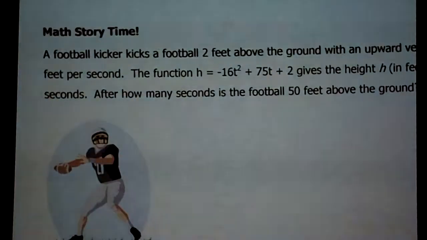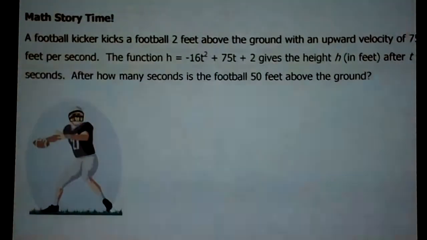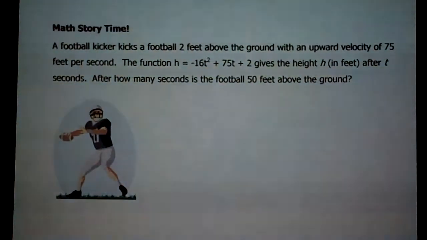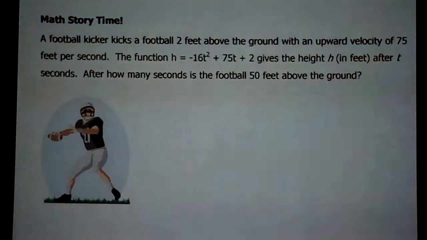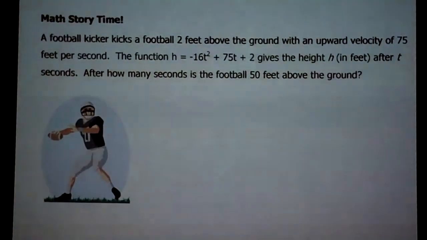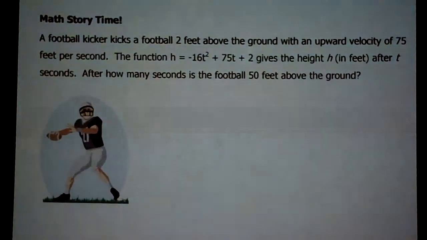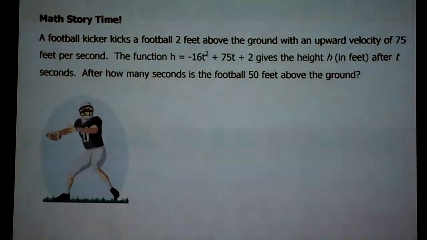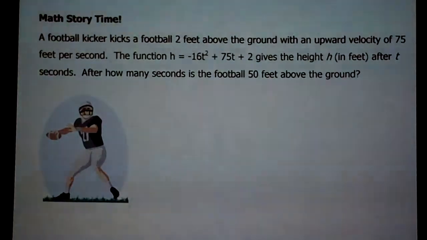It's story time. This is a football story, a sports story. There's a football kicker. Once upon a time, there was a football kicker. And he kicks a football 2 feet above the ground with an upward velocity of 75 feet per second. The function h equals negative 16t squared plus 75t plus 2 gives the height h in feet after t seconds. After how many seconds is the football 50 feet above the ground?